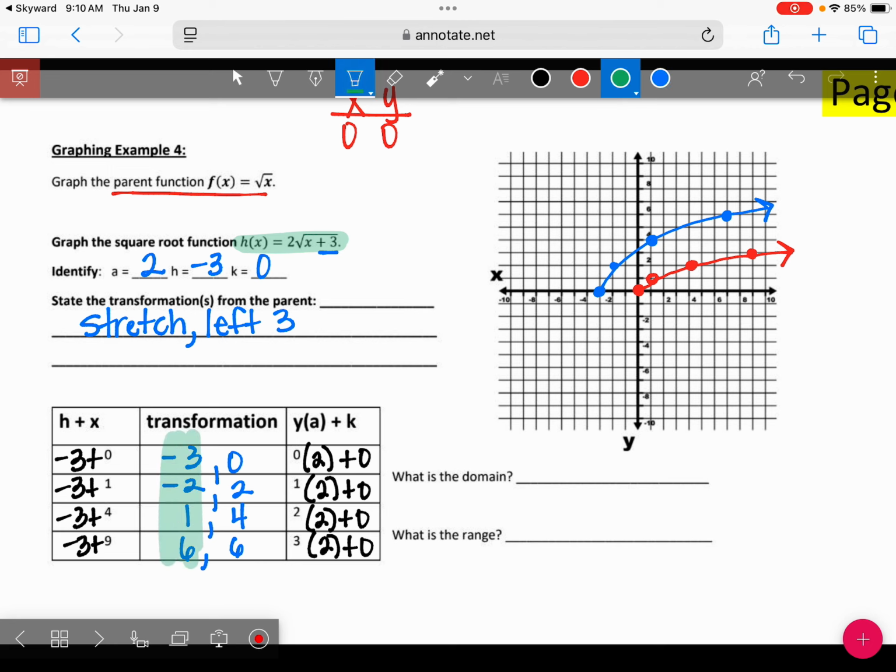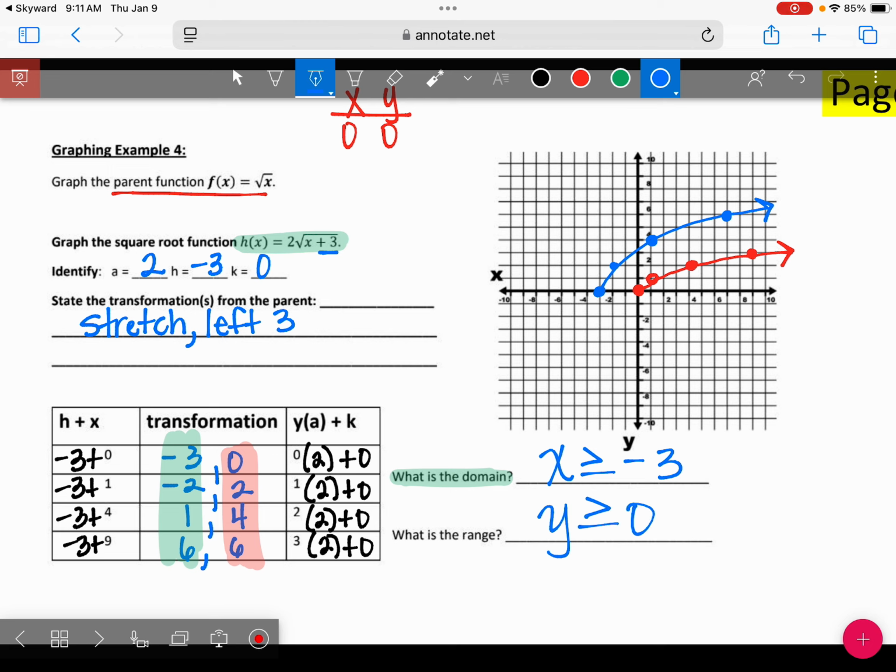So these x values are your domain. And every graph that we do in this class is going to start off with x is greater than or equal to. That's not going to change. And it's going to be greater than or equal to whatever we started with, which is h, so -3. Your y values start at 0. And are my numbers getting bigger or smaller? Bigger. So that would be y is greater than or equal to 0.